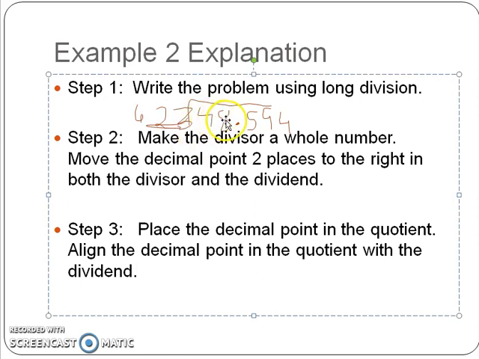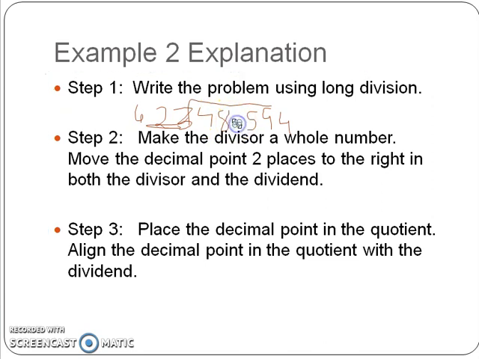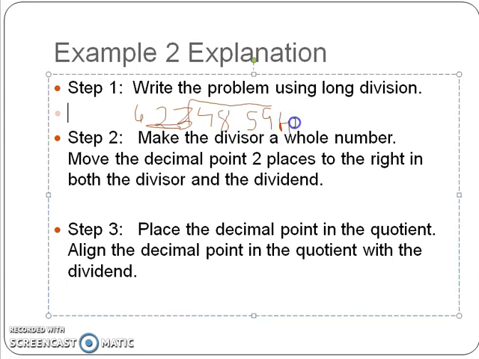And then we're going to do the same thing here with this decimal. We're going to move it over behind the 9. Wow, that is one big decimal there. We'll go ahead and move it on over. And now we should be able to bring it straight up into our quotient.